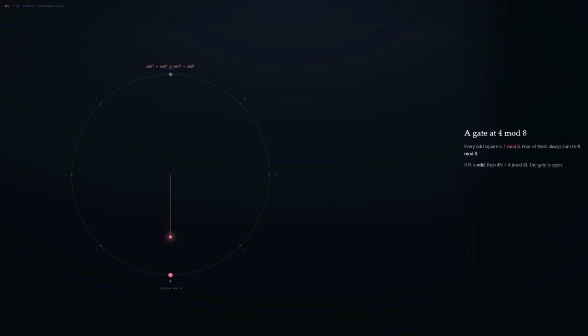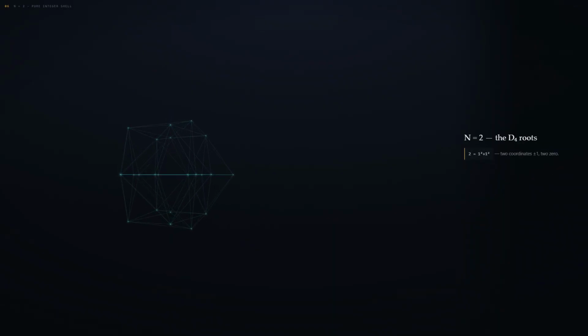5. The parity gate. Every odd square is 1 mod 8. 4 of them always sum to 4 mod 8. If n is odd, then 4n is congruent to 4 mod 8. The gate is open. If n is even, then 4n is congruent to 0 mod 8. No sum of 4 odd squares can land there. So for even n, the half-integer shell is empty. Not rare, not small. Empty.